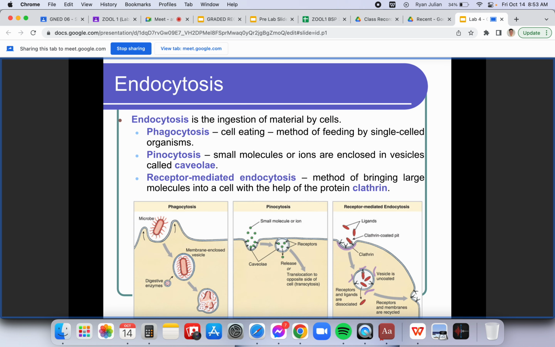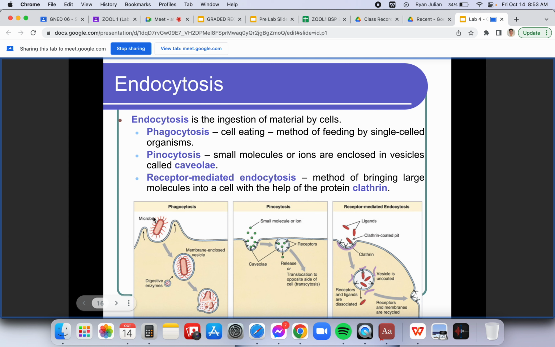And for the last one, let's discuss endocytosis. It's the ingestion of material by cells. It can be divided into three types. We have phagocytosis, pinocytosis, and for the last one, receptor-mediated endocytosis. For the former, it is said to be cell-eating, a method of feeding by single-celled organisms, which is shown on this image right now.